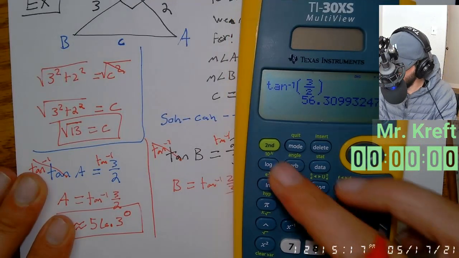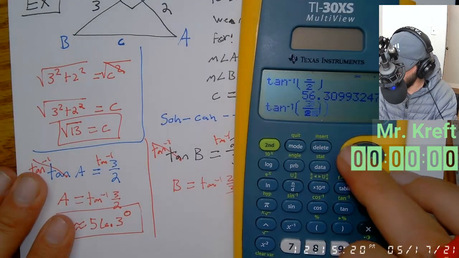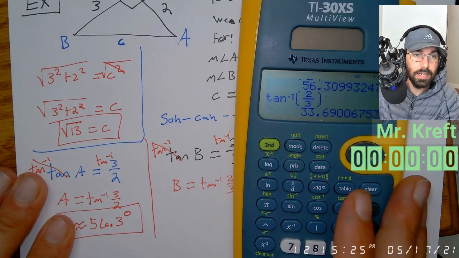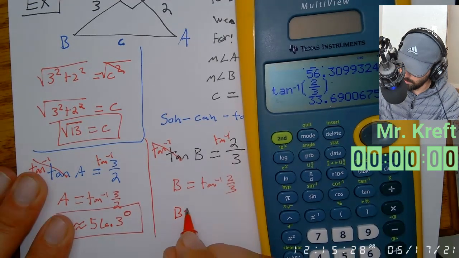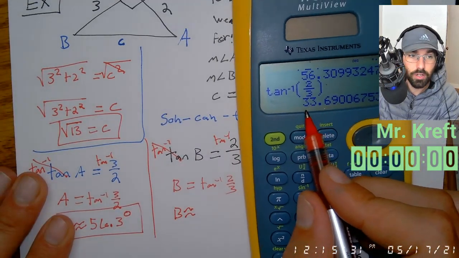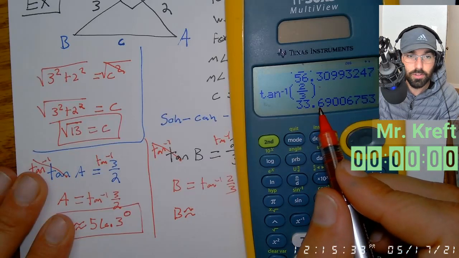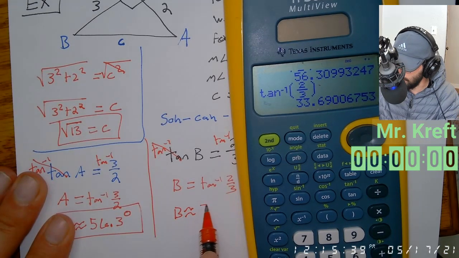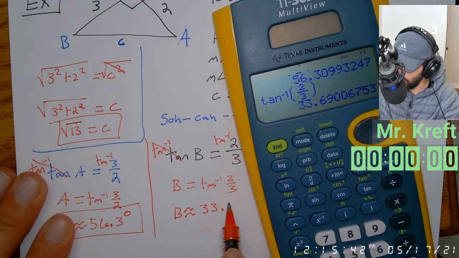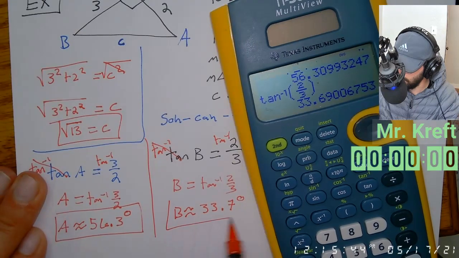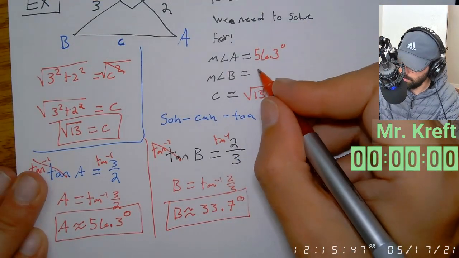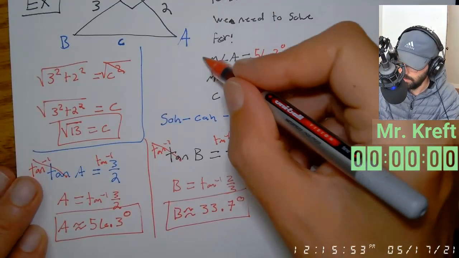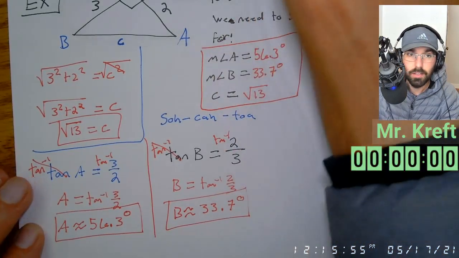So let's see what that is. It's going to be the same thing, except I'm going to switch the 2 and the 3. So what do I get? I get B is approximately, and I am going to have to do some rounding because my first decimal is a 6, but the next one is a 9, so I'm going to round up to 7. So I'm going to have 33.7 degrees. So these are my answers.